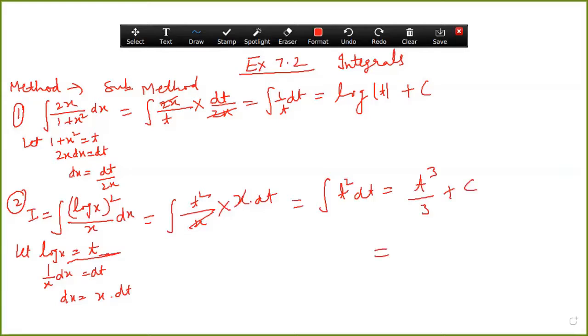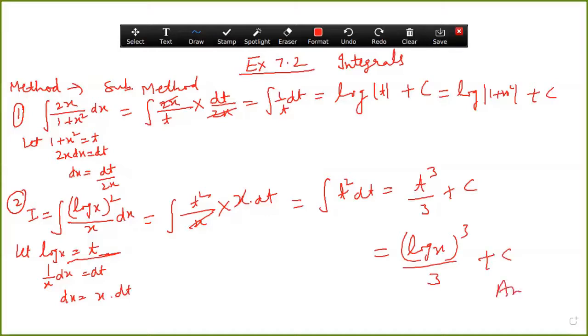In the previous question, I have not put the value of t. You have to put the value of t. I am just going to put what was t, that is 1 plus x square plus constant here. What is the value of t here? That is (log x) whole cube upon 3 plus constant. This is the answer of the second question.